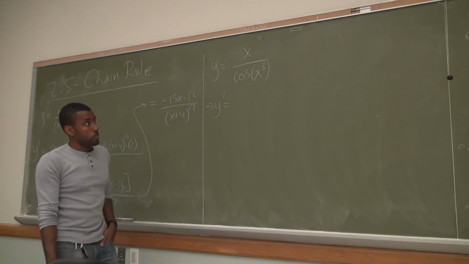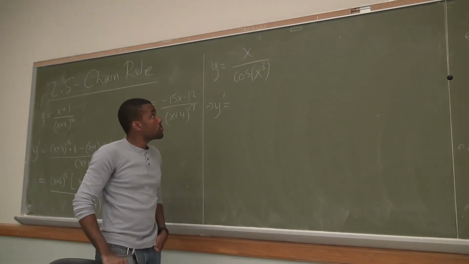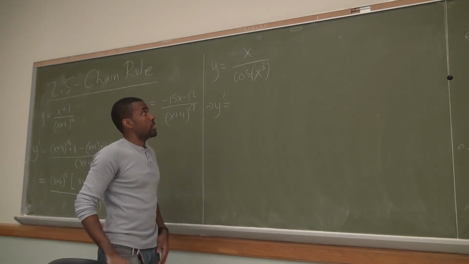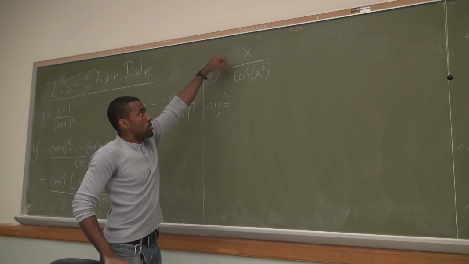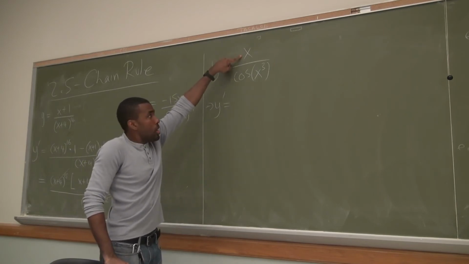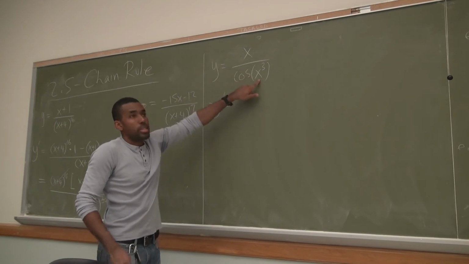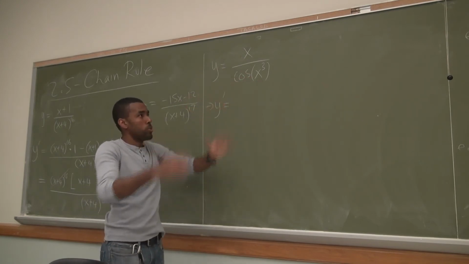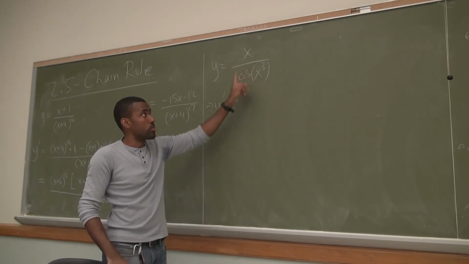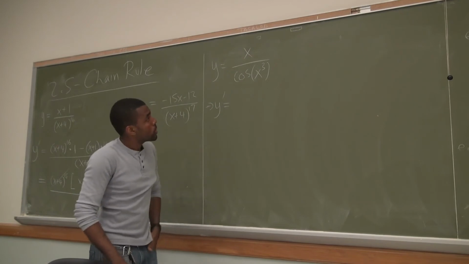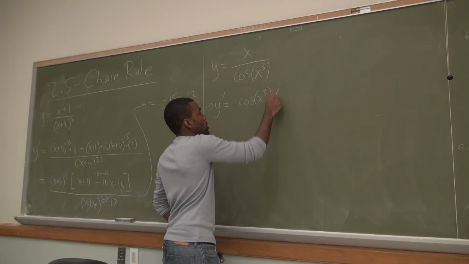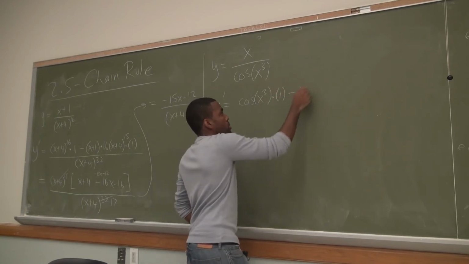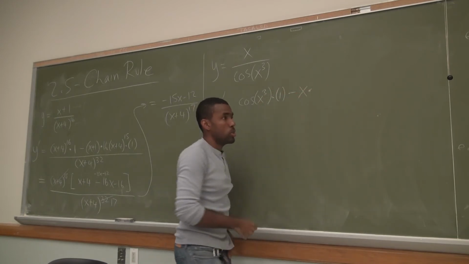Y prime. Quotient rule again, right? We have a division of functions, so we're going to apply the quotient rule. The power rule works nicely on the top, however the bottom is cosine of something that's not just x, it's cosine of some whole function. So we need the chain rule to differentiate the bottom part. So it's the bottom times the derivative of the top, which is 1, minus the top times the derivative of the bottom. How do we do that one?